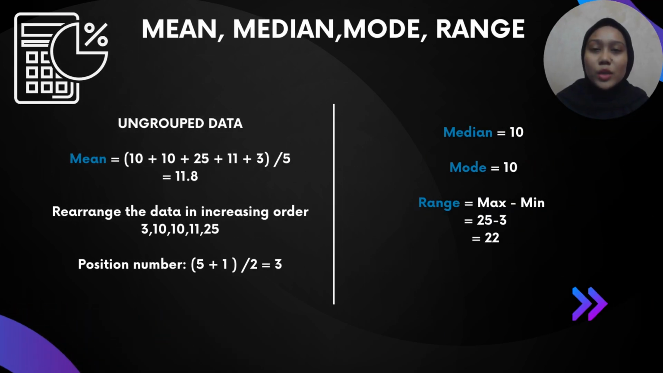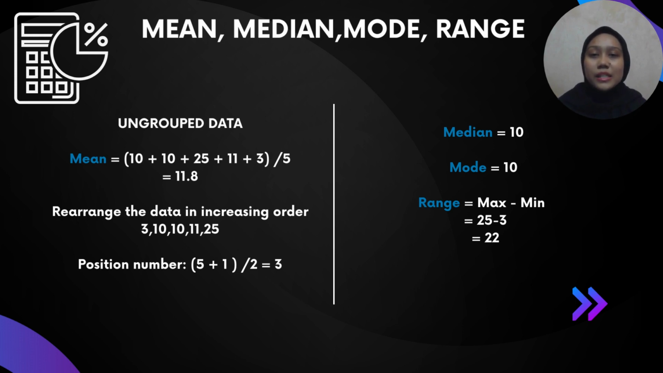For question number 2, we analyze a data set comprising 5 values, which are 10, 10, 25, 11, and 3. First, we calculate the mean. The mean of the data set is calculated by the formula total of the values divided by the number of observations. In this question, we total all the values and divide by 5, and we get the answer 11.8.